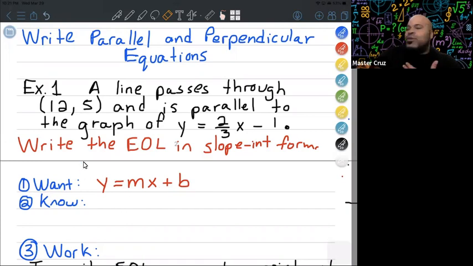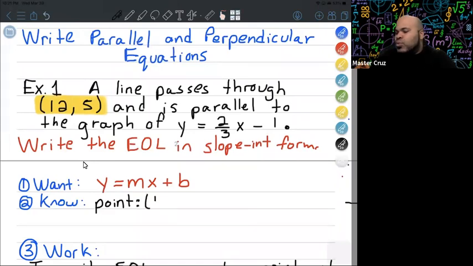What do I know about this problem? Well, I'm going to start highlighting things that I know. If you want to underline them, you can in your notes. So (12, 5) is a point. So I know the point. And this is important because, hopefully you know, to be able to write the equation of a line, you need a point and you need a slope, right? So the point here is (12, 5).